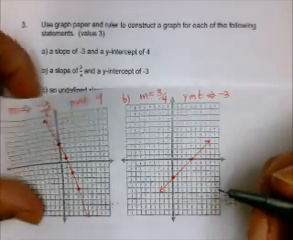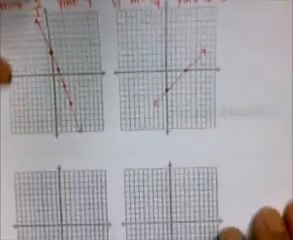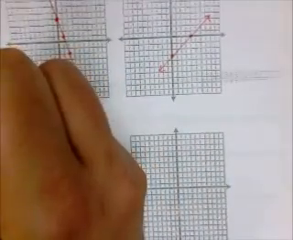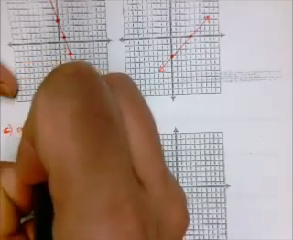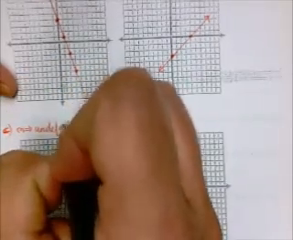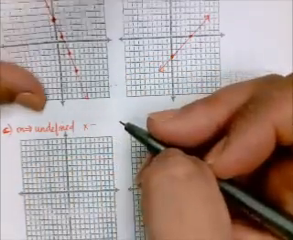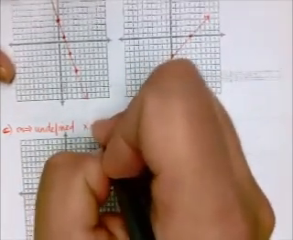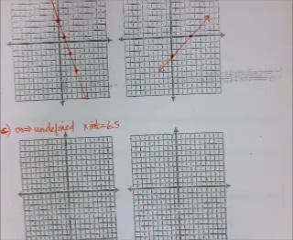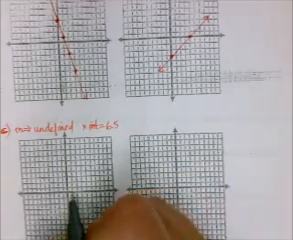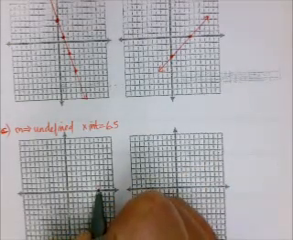And the last one, it says an undefined slope and an x-intercept of 6.5. Okay. So this is C, undefined slope. And then my x-intercept, yep, x-intercept. Careful, I almost wrote down that it was my y-intercept. So my x-intercept at 6.5, so there's 1, 2, 3, 4, 5, 6 and a half. So right there is my x-intercept.